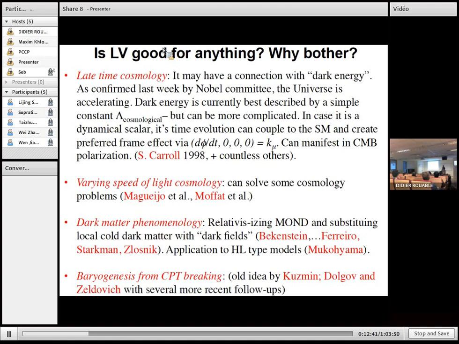Now, there is an old idea I'm going to mention, baryogenesis from CPT breaking, and the CPT breaking in the approach I just showed implies the violation of Lorentz invariance, and that goes all the way back to Zeldovich and Kuzmin, and maybe some other people, I don't know.